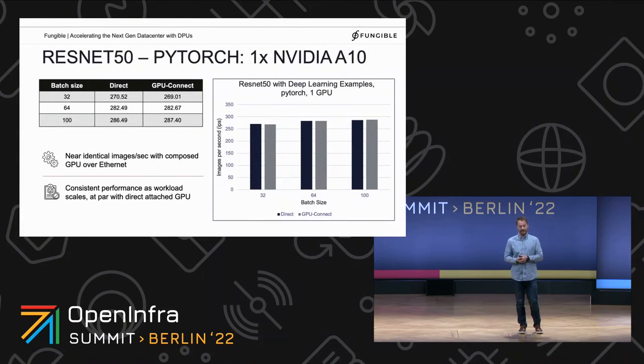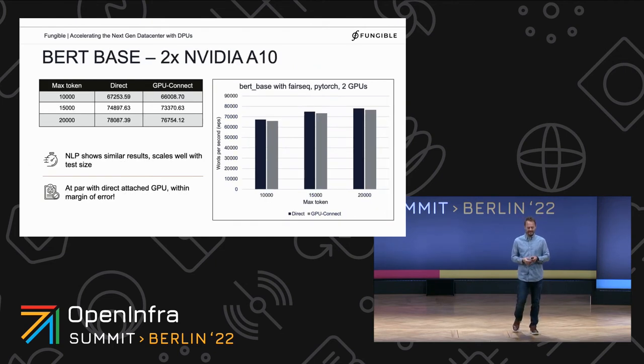We used a variety of benchmarks from the machine learning world, in this case, ResNet. And this is an example where we compare the performance of a server with a GPU directly installed in it to one using our solution. And across a number of batch sizes in ResNet, we see essentially equivalent performance, whether it's directly attached or attached over Ethernet.